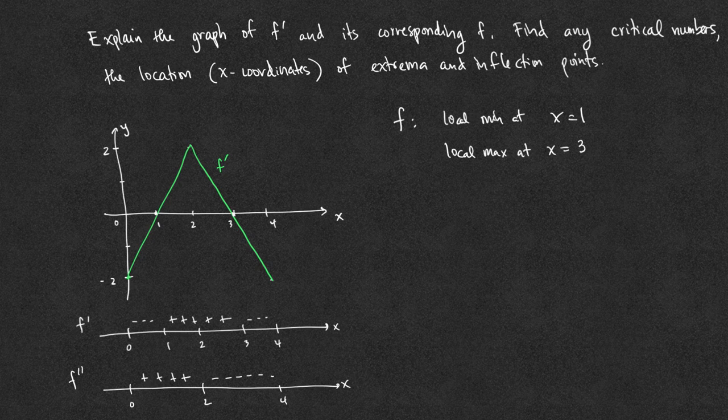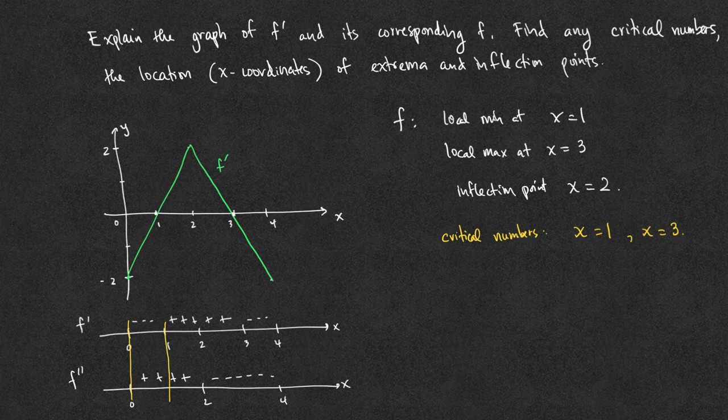From the sign chart for f double prime, we see that f has an inflection point at x equals 2 because f double prime changes its sign at x equals 2. Also, since f prime is 0 at x equals 1 and x equals 3, we have two critical numbers, and they are x equals 1 and x equals 3. To sketch the graph of f, we use the sign chart of f prime and f double prime to determine the shape of the graph.